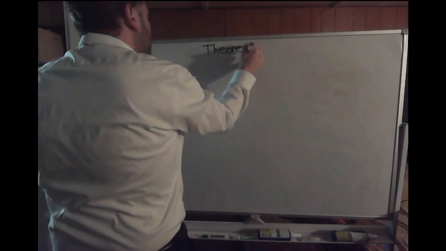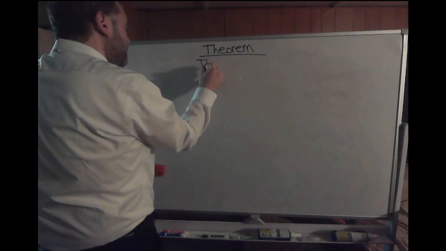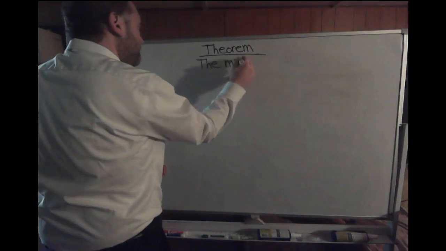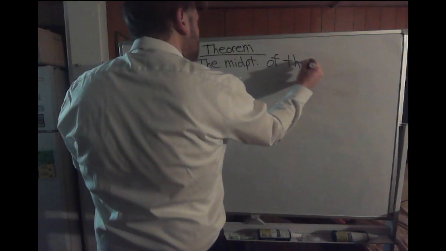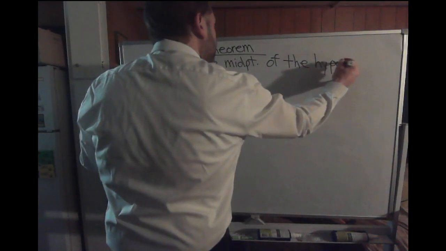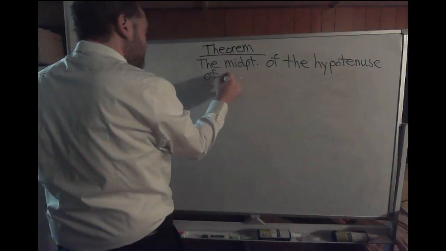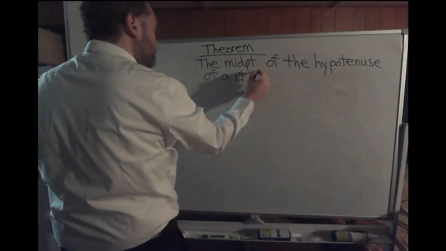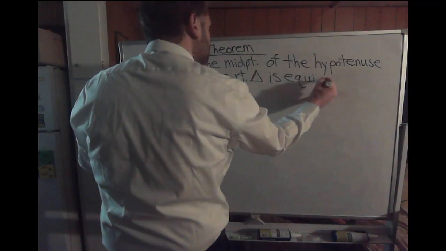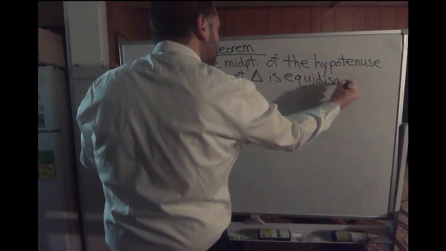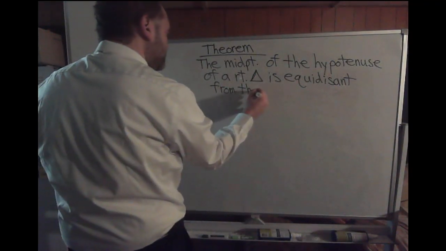Theorem. Let's see. The midpoint of the hypotenuse of a right triangle is equidistant from the vertices.